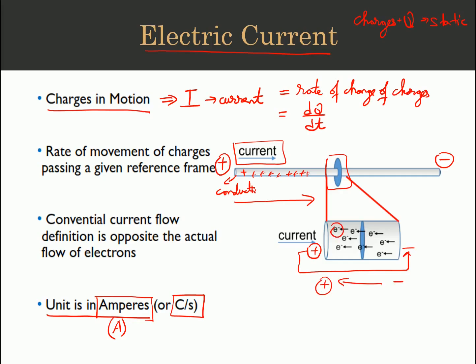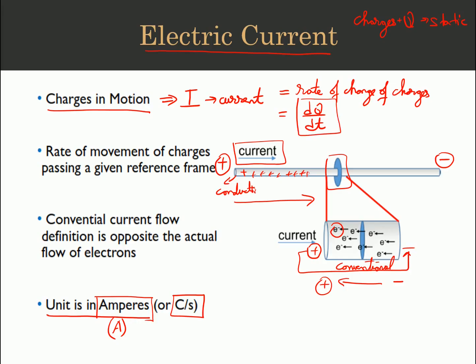But we'll stick to the conventional method where the charges are moving from the higher side, which is the positive terminal of the battery, towards the negative side. So this is what the current is. It's the rate of change of charges with the unit of ampere.